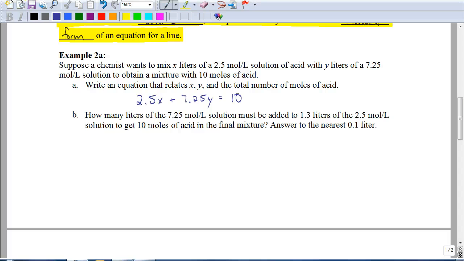Now it says, how many liters of the 7.25 moles per liter solution must be added to 1.3 liters of the 2.5 moles per liter solution to get 10 moles of acid in the final mixture. Again, the 7.25 moles per liter is referring to your Y. In other words, we want to figure out how much of that Y solution we need if we know we're going to have 1.3 liters of the 2.5 moles per liter solution. So it's going to be 2.5 times 1.3 plus 7.25Y equals 10.